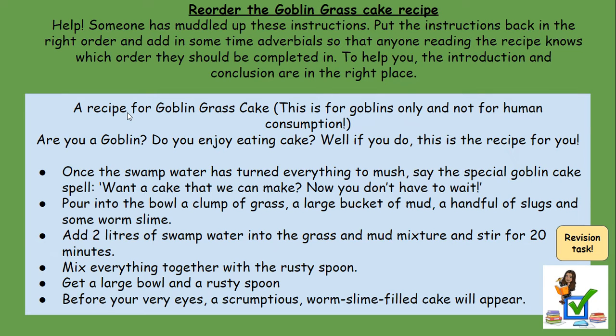Pour into the bowl a clump of grass, a large bucket of mud, a handful of slugs, and some worm slime. Add 2 litres of swamp water into the grass and mud mixture and stir for 20 minutes. Mix everything together with the rusty spoon. Get a large bowl and a rusty spoon. Before your very eyes, a scrumptious worm slime filled cake will appear.